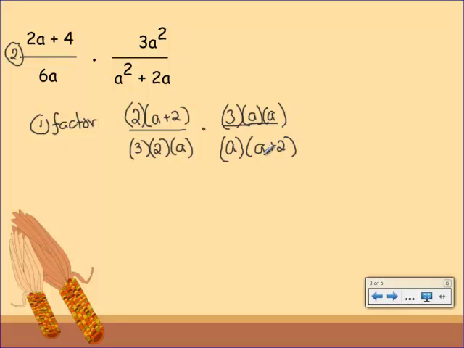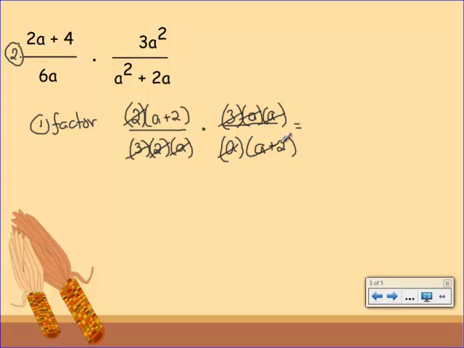Now I know I can do that because this is a monomial of 2, and now I created another monomial of 2, and they can cancel out. And now I created a monomial of 3, which can cancel out with this monomial of 3. And I created lots of monomials of a. One on the bottom can cancel out with the one on the top. And another one on the bottom can cancel out with the last one on the top.